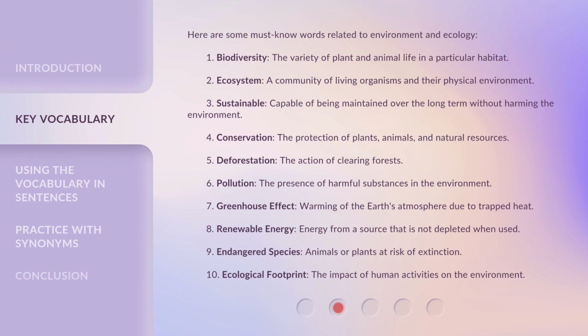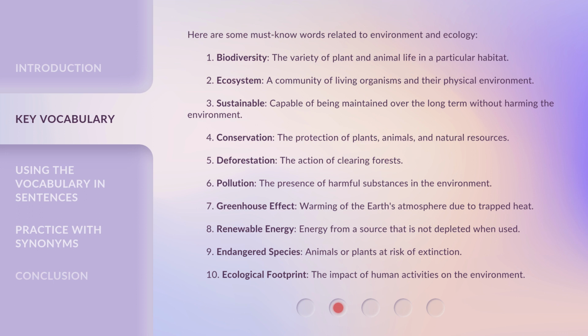Here are some must-know words related to environment and ecology. 1. Biodiversity. The variety of plant and animal life in a particular habitat. 2. Ecosystem. A community of living organisms and their physical environment. 3. Sustainable. Capable of being maintained over the long term without harming the environment. 4. Conservation. The protection of plants, animals, and natural resources.